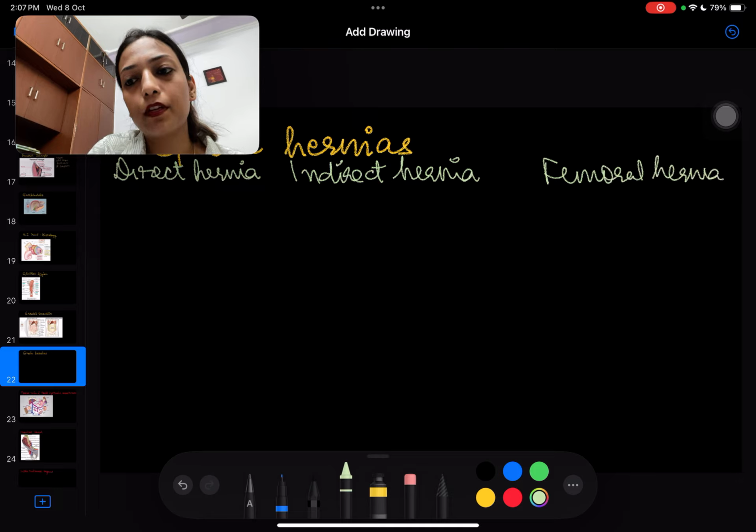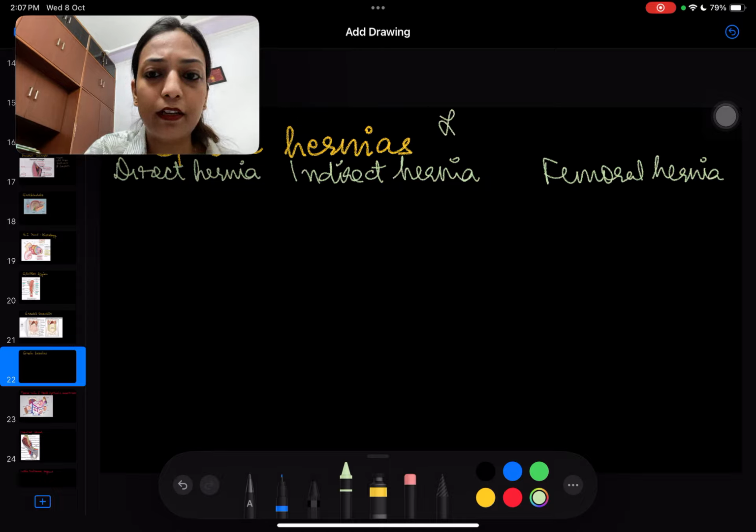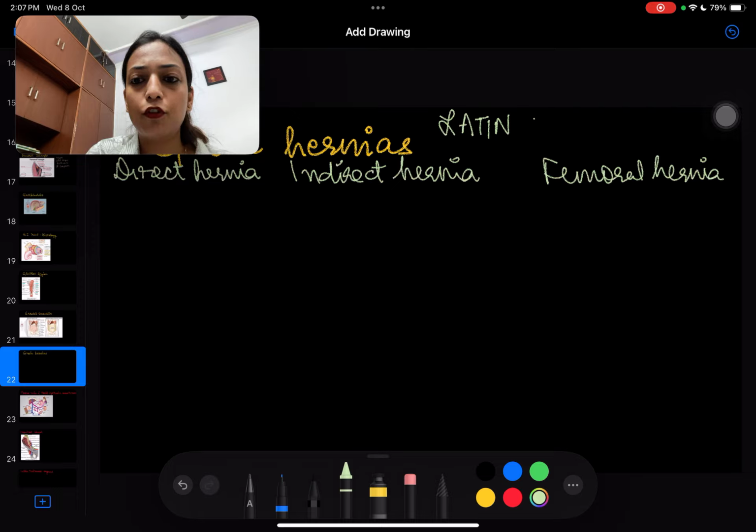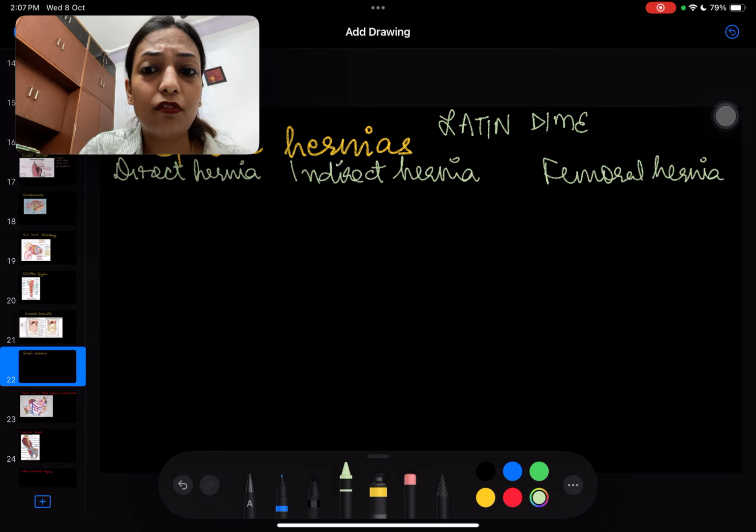Now see, I have a small mnemonic. The mnemonic is Latin dime. Do you know what is Latin? And what do you know what is dime? If you don't, no problem, please remember. So Latin is lateral to inferior epigastric artery. Which hernia? Indirect hernia. Then dime, direct hernia, is medial to the inferior epigastric artery.